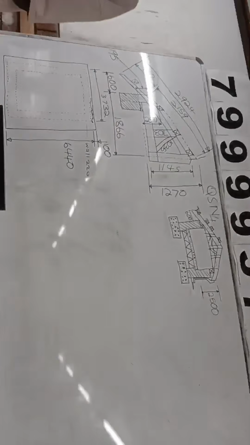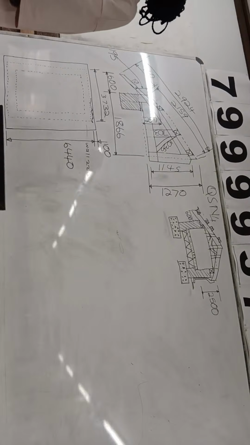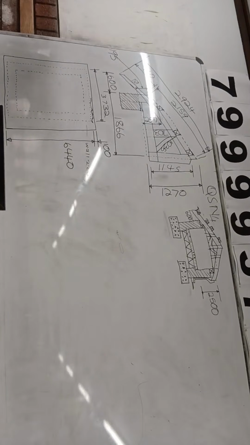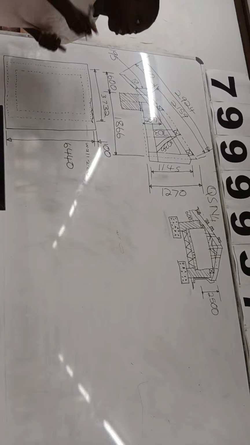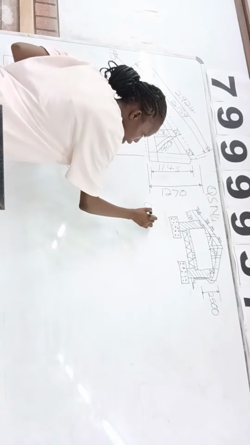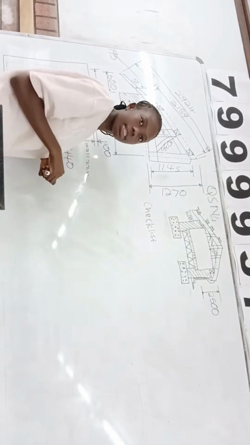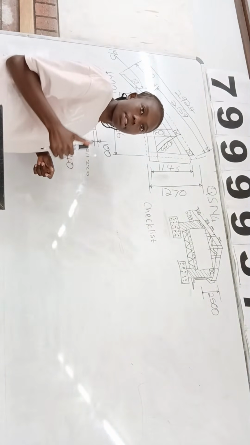Okay, so now we're going to start. This is our half class, we're going to start now. And then there is a checklist. The checklist, tell me the checklist there. What's the first thing?